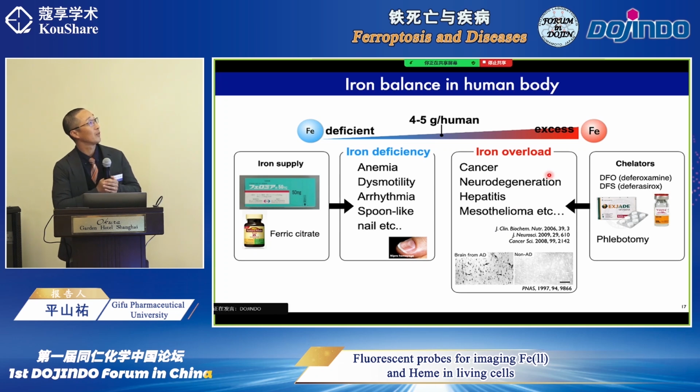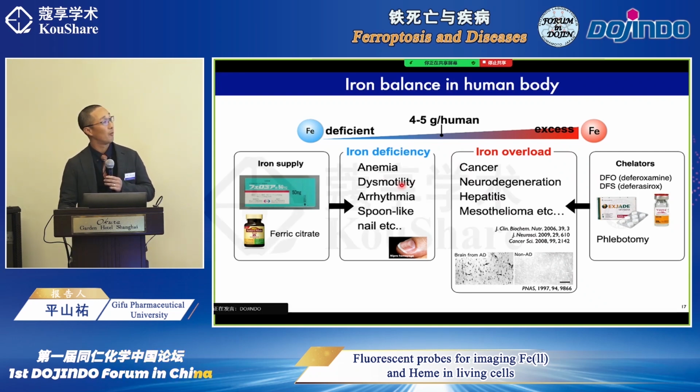And the next topic is about the high throughput screening system using an extremely sensitive fluorescent probe for ferrous ion. And as I told, iron is the most abundant transition metal species in our body, and 4 to 5 grams of iron is contained in a human adult. And iron deficiency causes anemia, dysmotility. All of them is caused by the dysfunction in the energy production systems. And also iron overload causes severe diseases such as cancer and neurodegeneration.